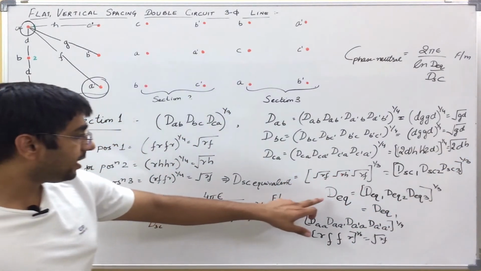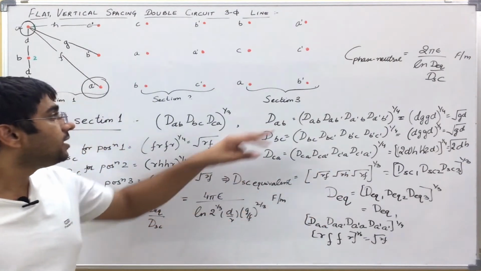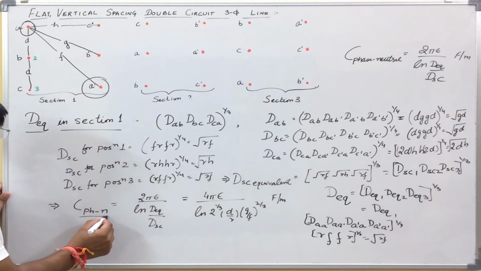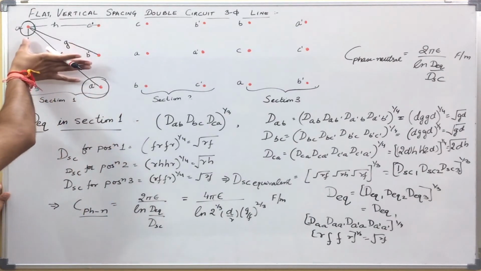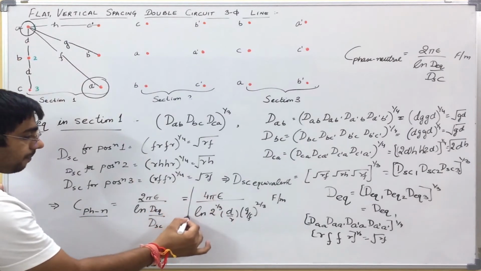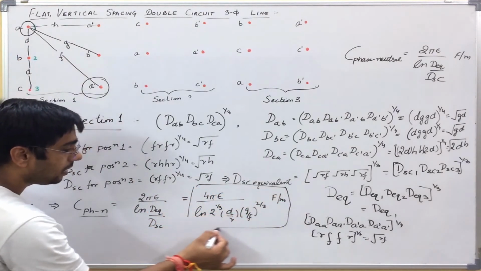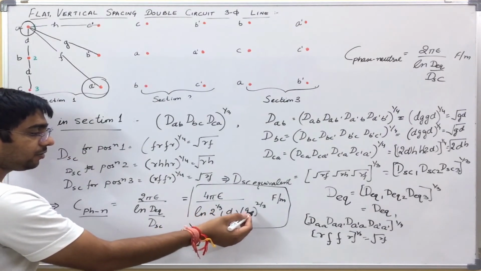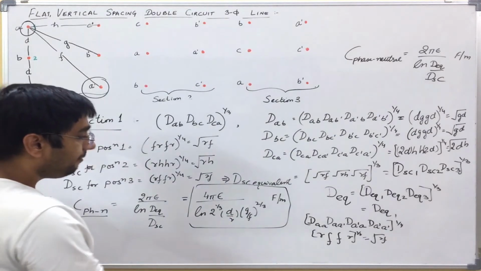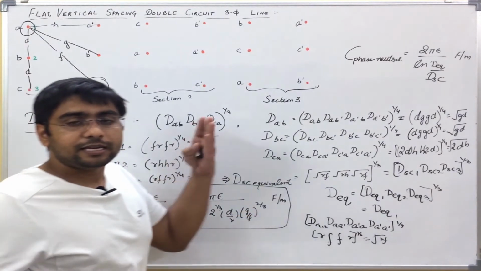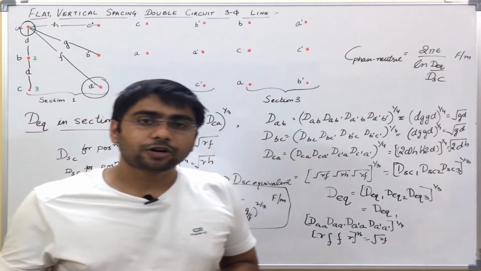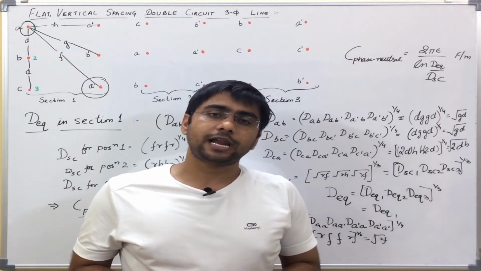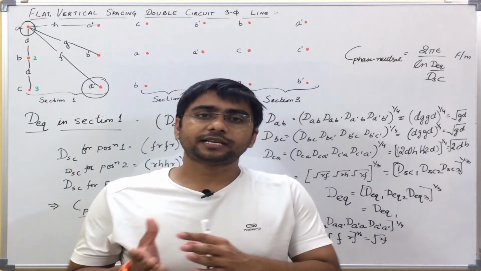Now if I put these D equivalent and DSC equivalent in this formula, I will get the capacitance of phase to neutral, that is capacitance of this full phase A, as 4 pi epsilon upon natural log 2 raised to power 1 by 3 D by R into G by F raised to power 2 by 3, which is same as the equation which we got earlier using the basic concepts. So this shows that modified GMD method can be utilized for calculating the capacitance of a double circuit line also.